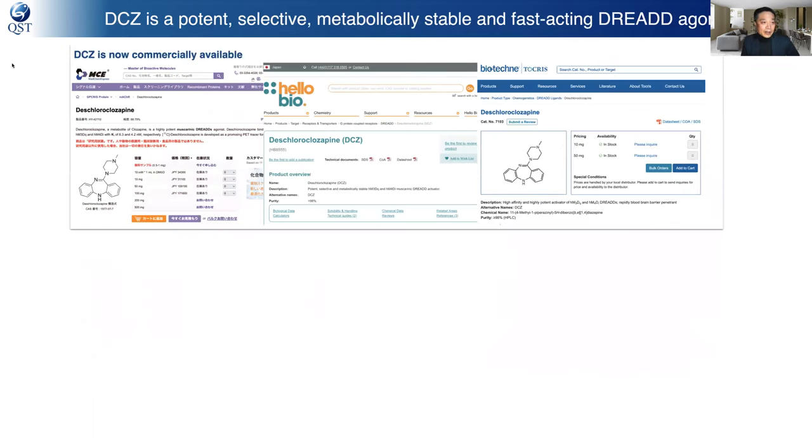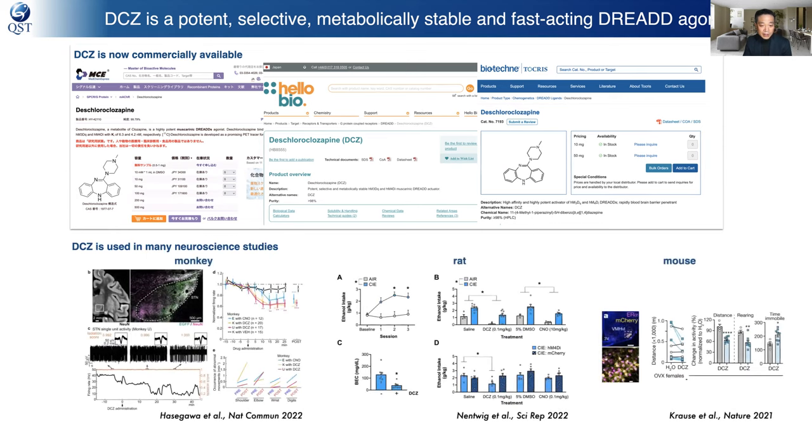The control is very important for the chemogenetic technology. And now, DCZ is the first choice of DREADD agonist in non-human primates, which has a potent, selective, metabolically stable, and fast-acting property. And DCZ is now commercially available, and you can purchase it from multiple vendors. DCZ has already been used in many neuroscience studies, including monkeys, rats, and mice.